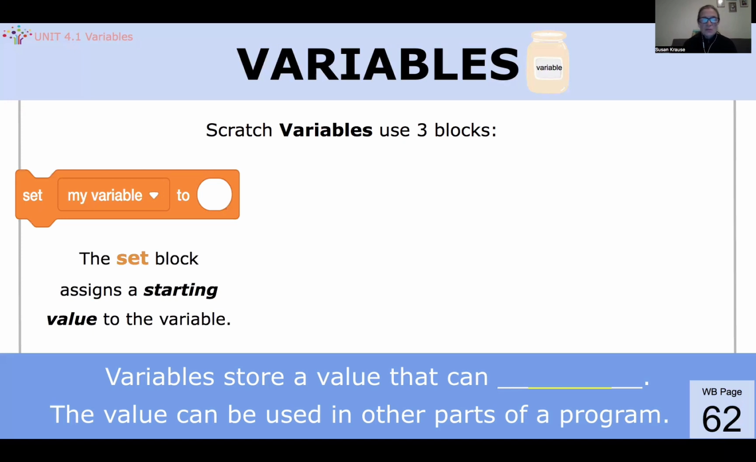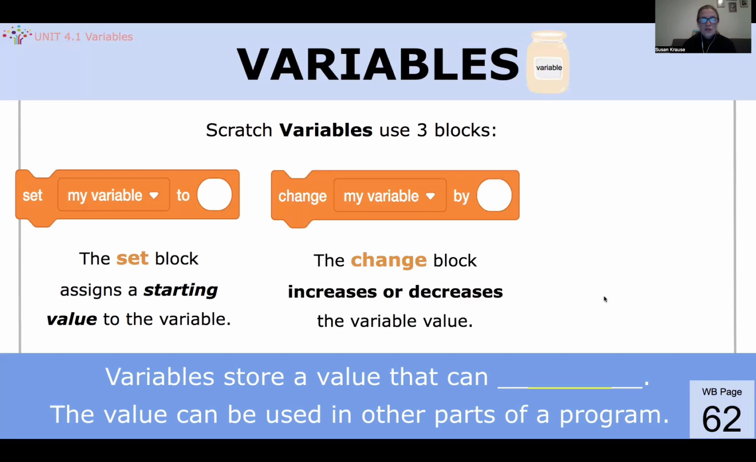So my set block will allow me to set the beginning value of any variable I create to blank, or if, let's say, I'm using my variable as a score, I can set the score to 0 to start a game. Or if I'm using my variable for a timer, I can set the timer to the maximum time allowed for the game and allow the timer to count down.